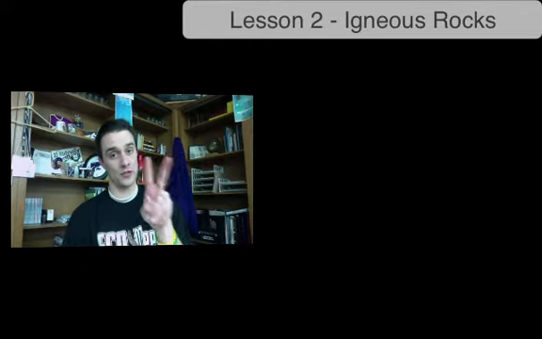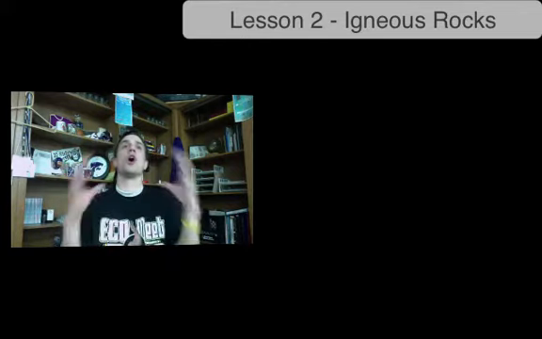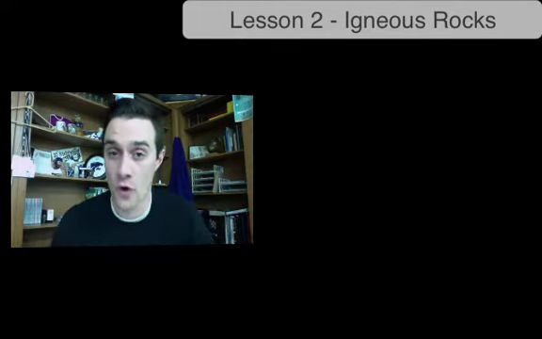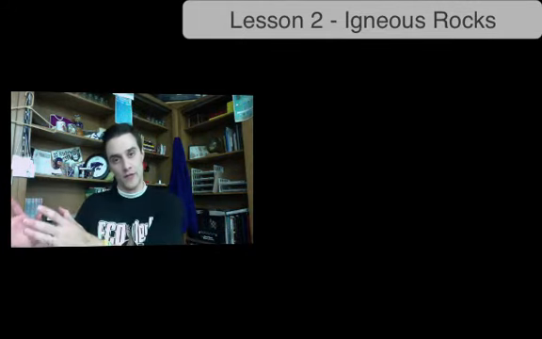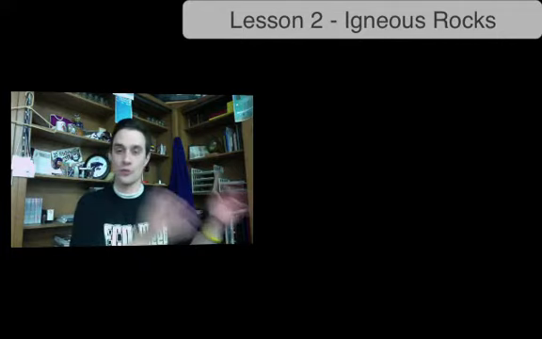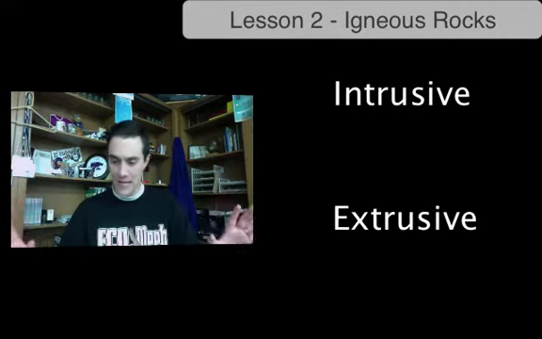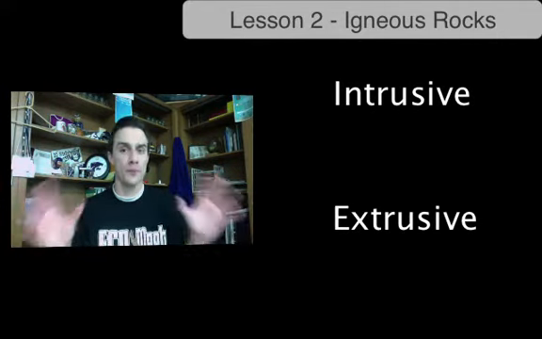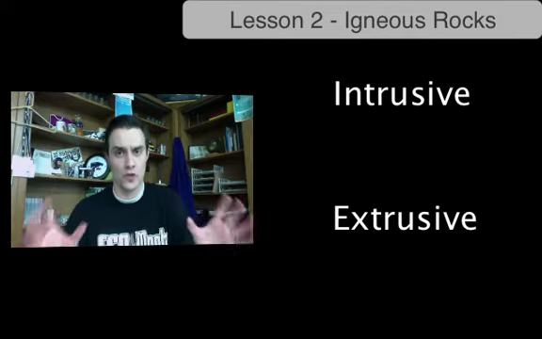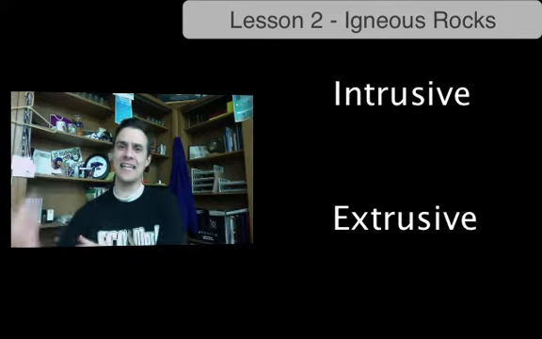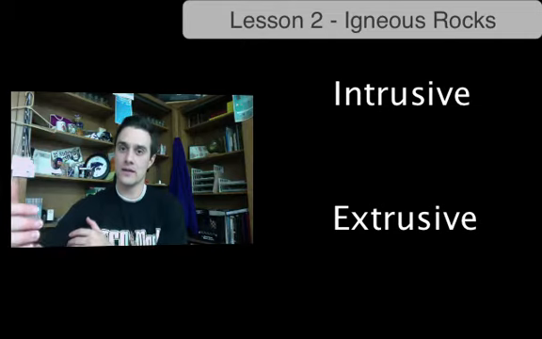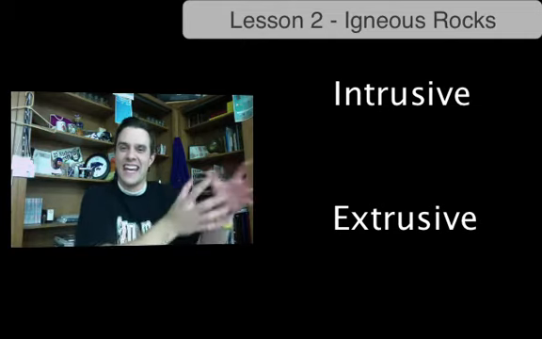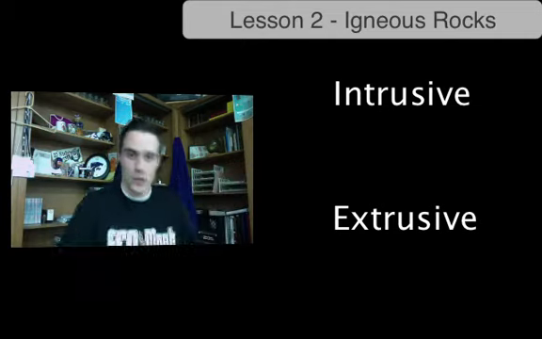Now, there are two major types of igneous rocks, and they're all about the environment in which they formed. We've got intrusive igneous rocks and extrusive igneous rocks, and there's a lot to be learned just by looking at the prefixes of each one of those first terms. Intrusive, I-N, meaning inner, inside, and extrusive meaning exit, outside, outer.